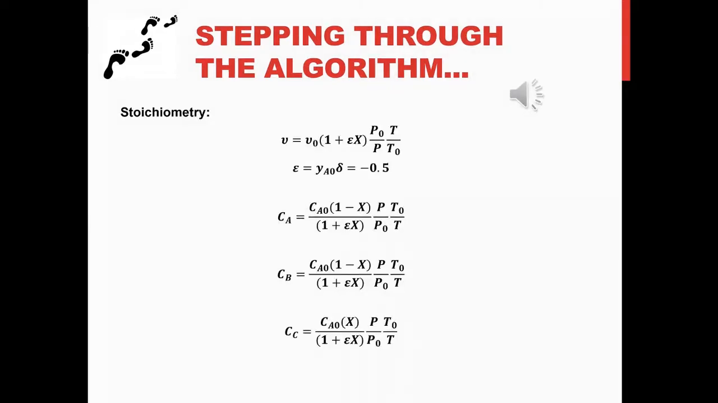Next, the stoichiometry expressions were explicitly defined. Since the reaction is taking place in the gas phase, the concentrations are a function of the pressure drop across the packed bed as well as the temperature change. Since epsilon is not equal to 0 in our case, the concentrations are also changing with volume.